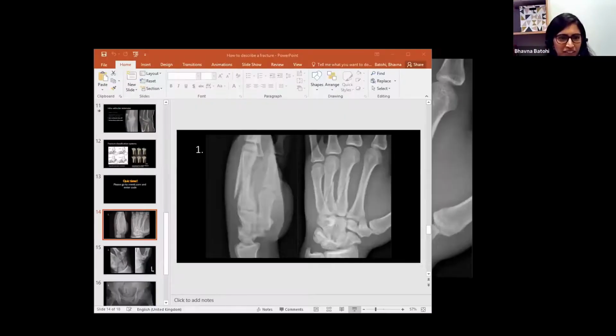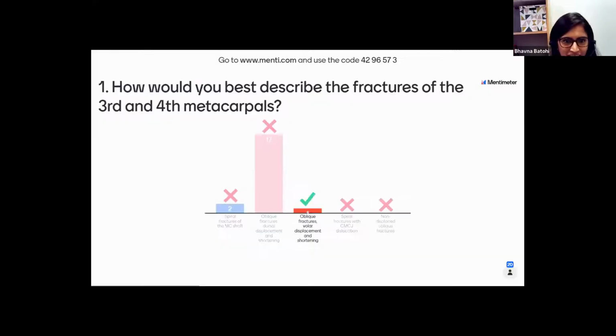Okay, fine. So this was the fracture that I showed you. And there we go. So one person was the star. So these are oblique fractures with volar displacement and shortening. As we said earlier, you need to describe displacement of the distal fracture fragment relative to the proximal fragment. So hence the issue there.